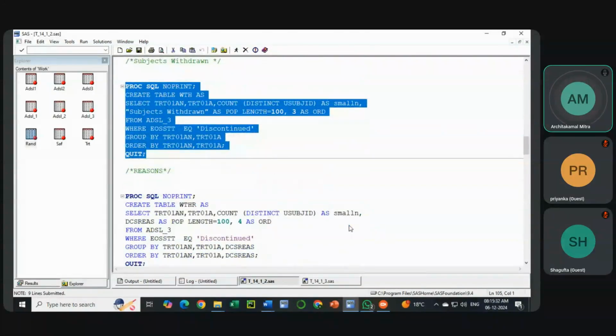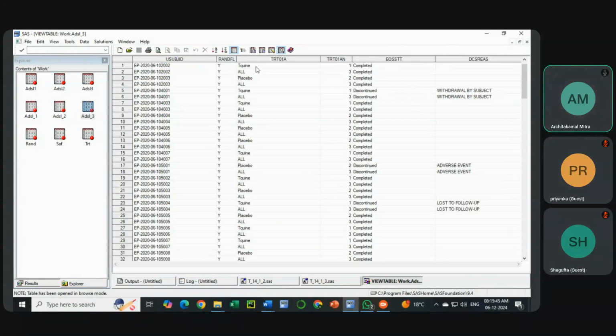So if 100 people were randomized, 100 people took the medicine. But later on in the study, some withdrew because of adverse events, some left the study. So they did not complete the study. That's why, if you see ADSL 3, you have the people who were randomized and TRT1, this is completed. They have completed the study. But here they have also taken the treatment, but later on they have discontinued. They did not complete the study.